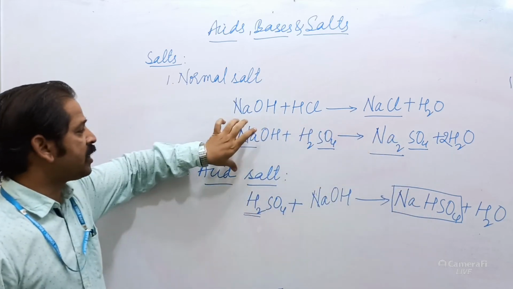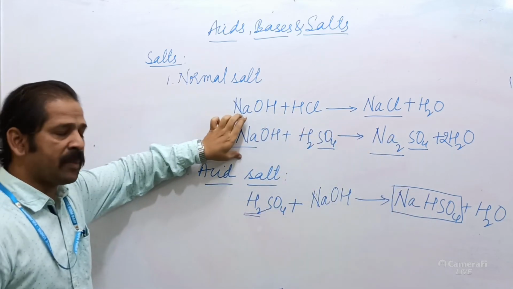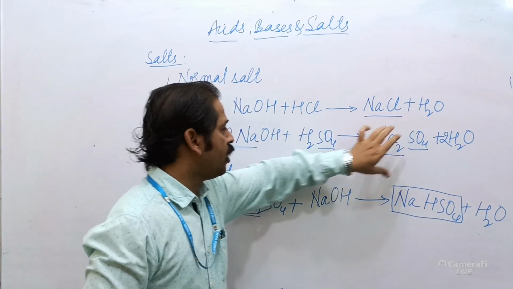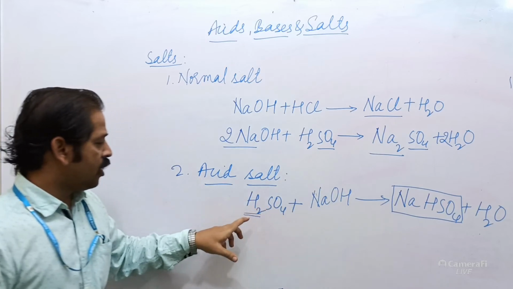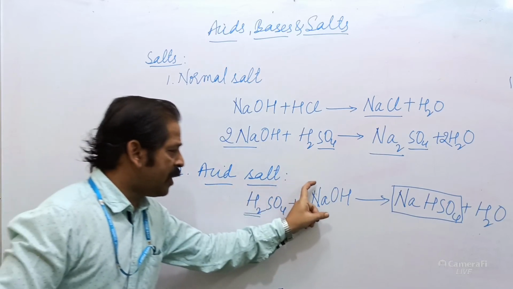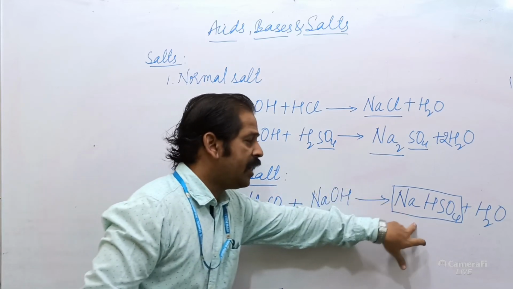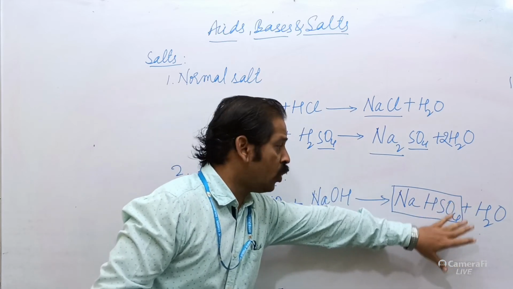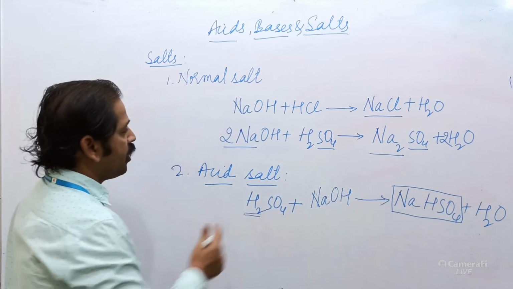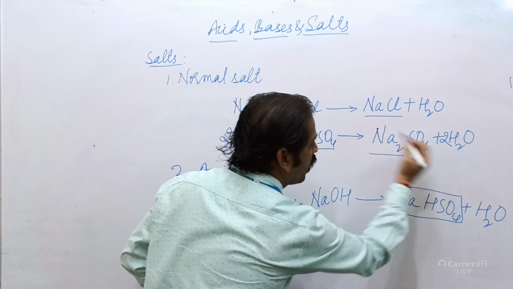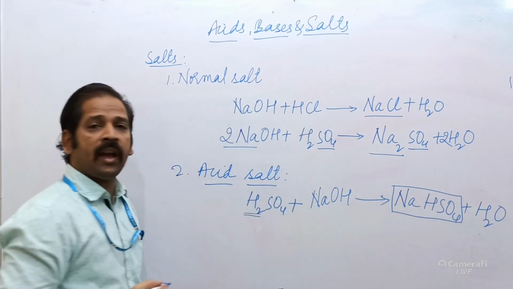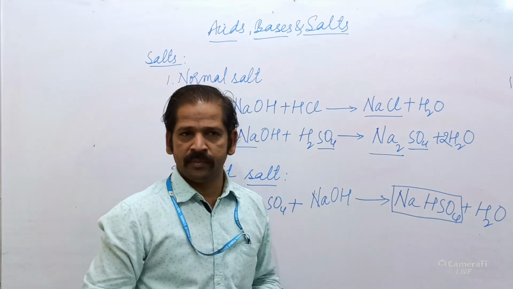How has it taken place? When the quantity of sodium hydroxide is more, automatically there is total replacement of hydrogen. Here the quantity of sodium hydroxide is less, automatically there will be a partial replacement of hydrogen. So there will be a change. Na2SO4 is called normal salt. NaHSO4 is called acidic salt.